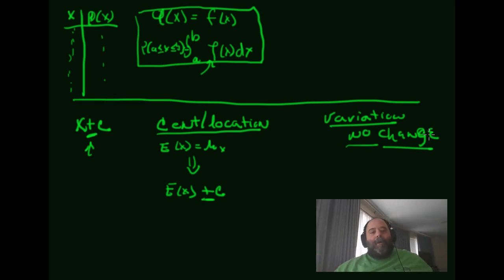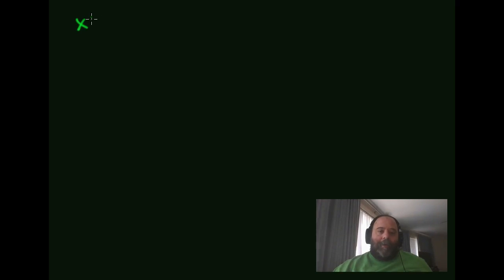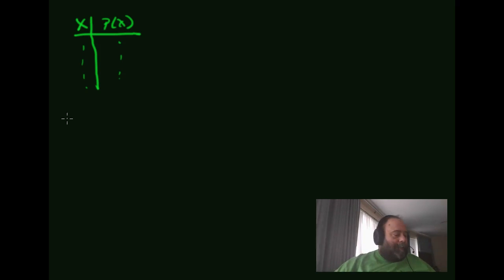So let's look at what happens if I multiply here. Okay, so in the multiplication case, I still have these values. I have the probability of these values, right? But now we're going to say what happens if I multiply this value by some constant. So let's say I'm going to multiply it by, I don't know, we'll call it the constant b. So we're going to take b times each of the x's.